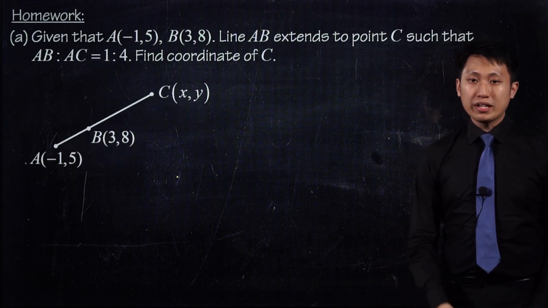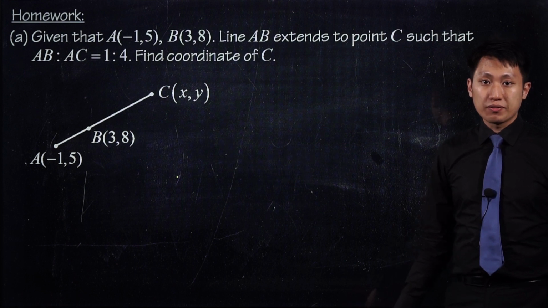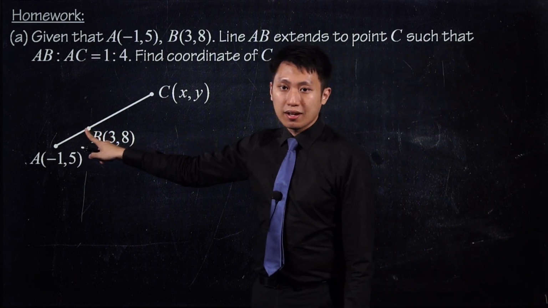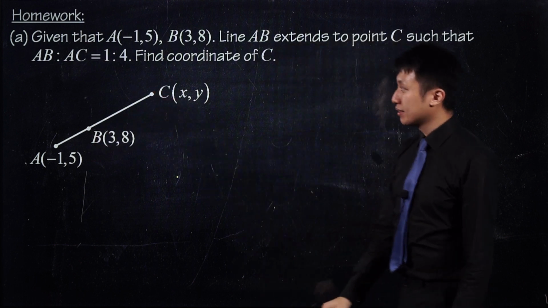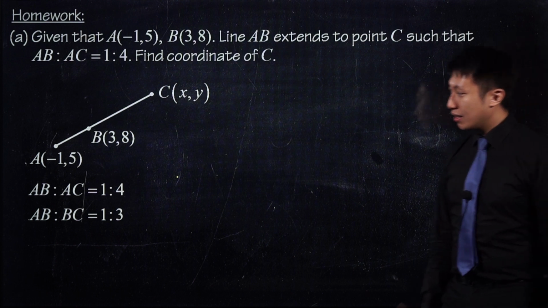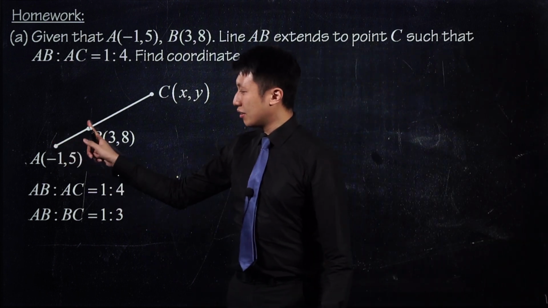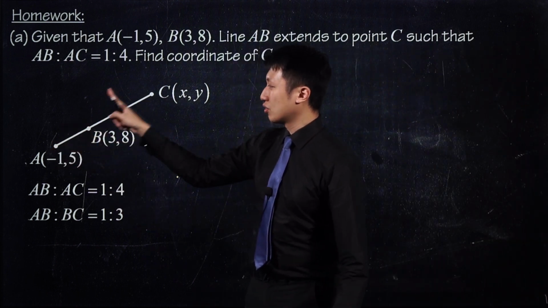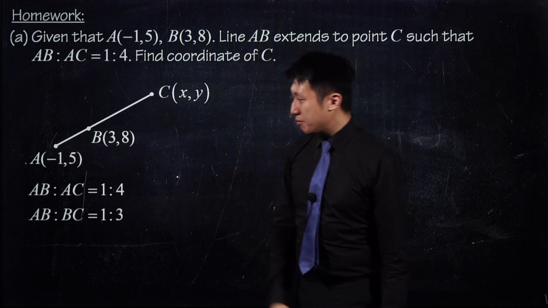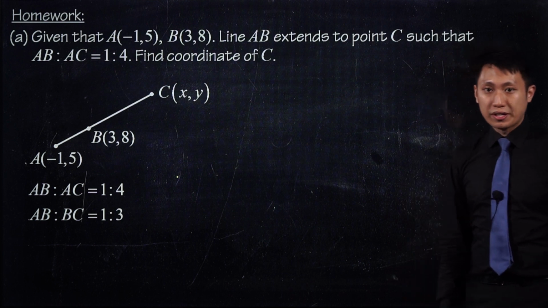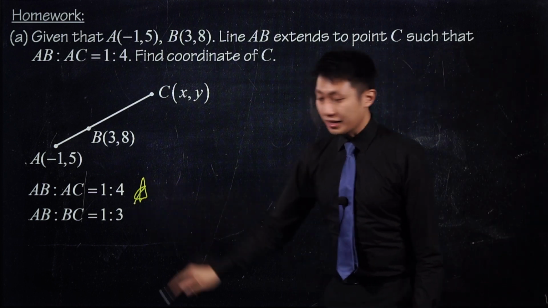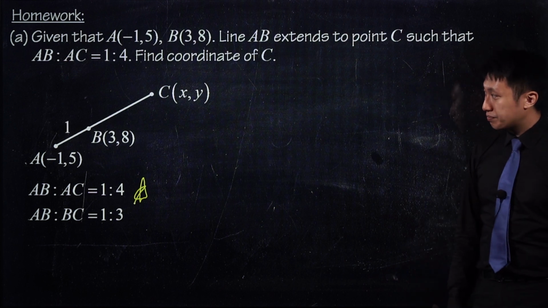Like I said, always sketch the diagram first before doing anything. Extends, so it means AB is here. Extend to C, so I got this 1 to 4. So AB to AC is 1 to 4. So I have to say that AB to BC is 1 to 3. Okay, that's something that you need to take note of.